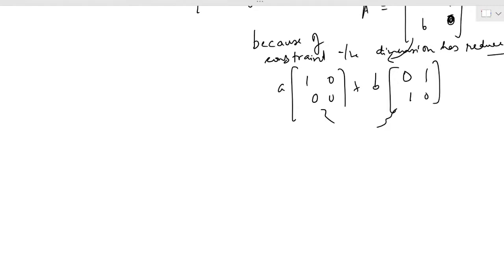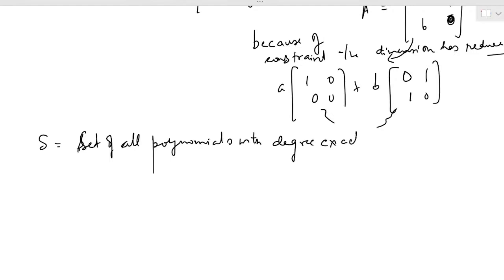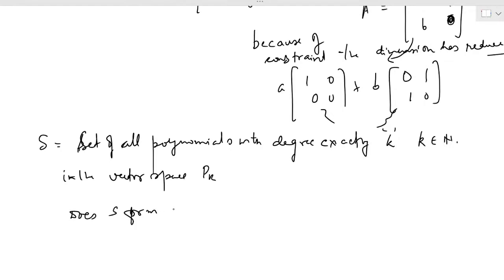So if I take a set S, and that is the set of all polynomials with degree exactly k, where k belongs to natural numbers, in the vector space Pk, does S form a subspace? Does S form a subspace?